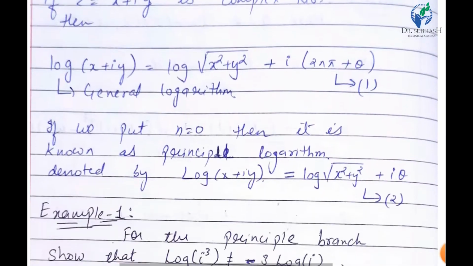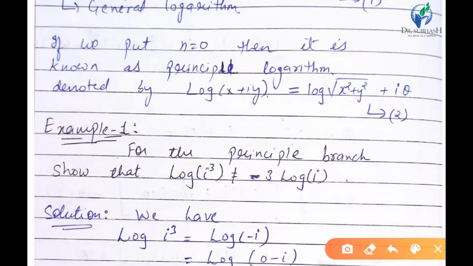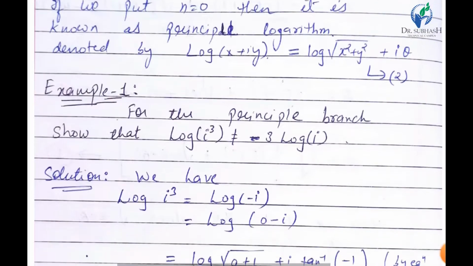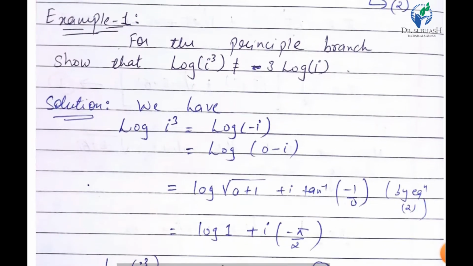So next formula is, we denote by capital L here, log of x plus iy is equal to log under root of x square plus y square plus I theta. This is equation 2. Okay. Now see, we will discuss two examples. For the principal branch, show that log I cube is not equal to 3 log I.